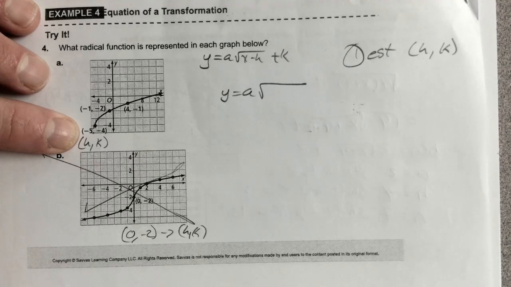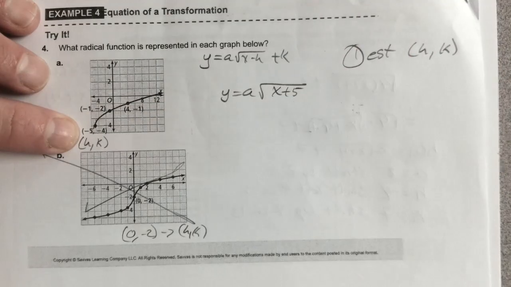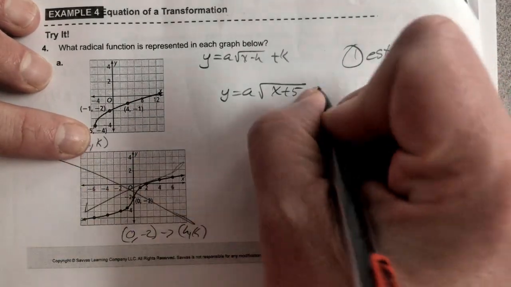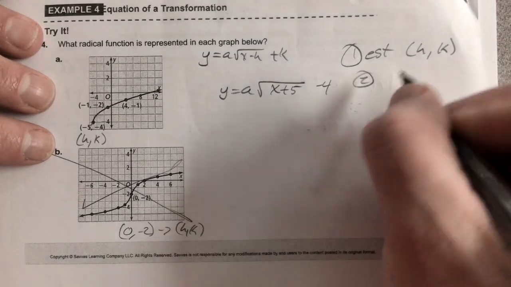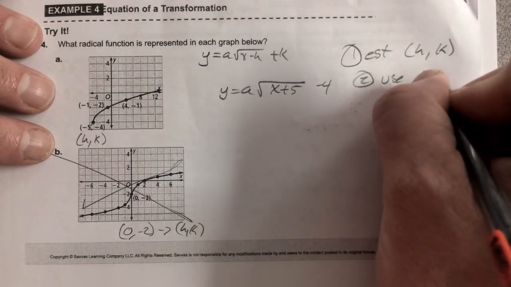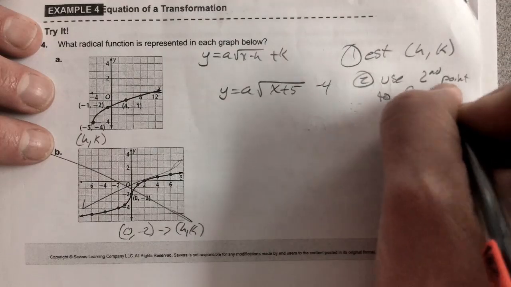Subtracting a negative is the same thing as adding. So in here, I'm going to write x plus 5. My k value stays the same as -4. So step number 2, I have to use a second point to find a.